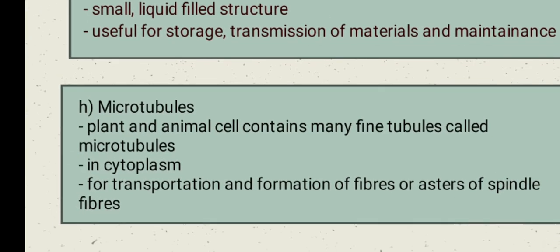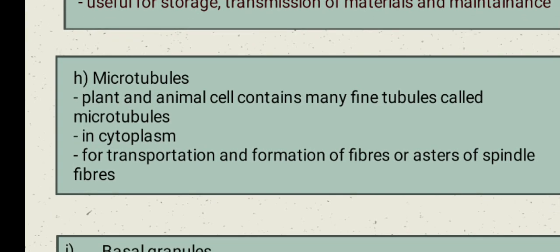Now the microtubules. Microtubules are present in animal and plant cells, as they contain many fine tubules called microtubules. In the cytoplasm, they are used for the transportation of water, ions, small molecules and formation of fibers of asters or the spindle during cell division. Also we can say microtubules are helpful in the formation of spindle fiber during cell division.